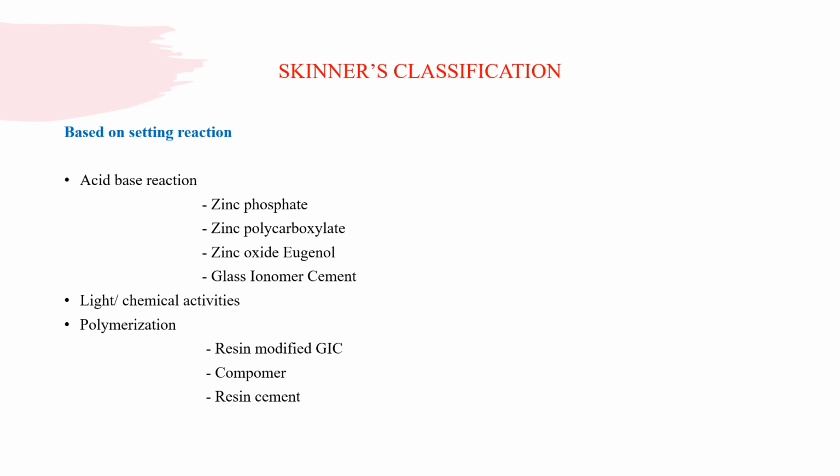So based on Skinner's classification, it is based on the setting reaction, which includes acid-base reaction, light or chemical activation and polymerization reaction. Acid-base reaction, also called the chelation reaction, includes zinc phosphate, zinc polycarboxylate, zinc oxide eugenol and glass ionomer cement. And based on polymerization, we have resin modified GIC, compomers and resin cement.